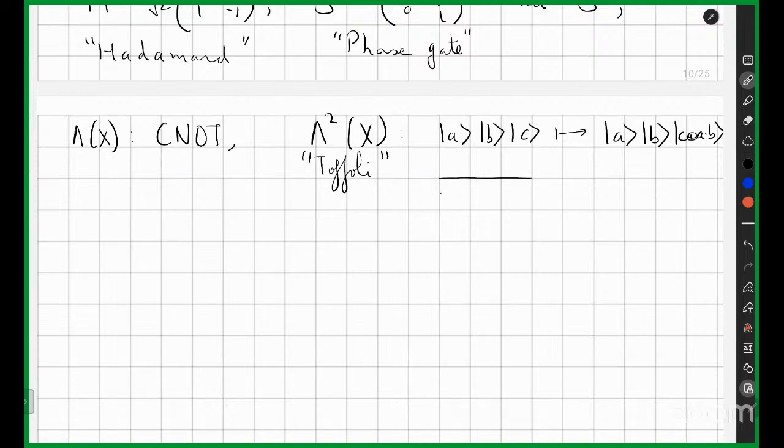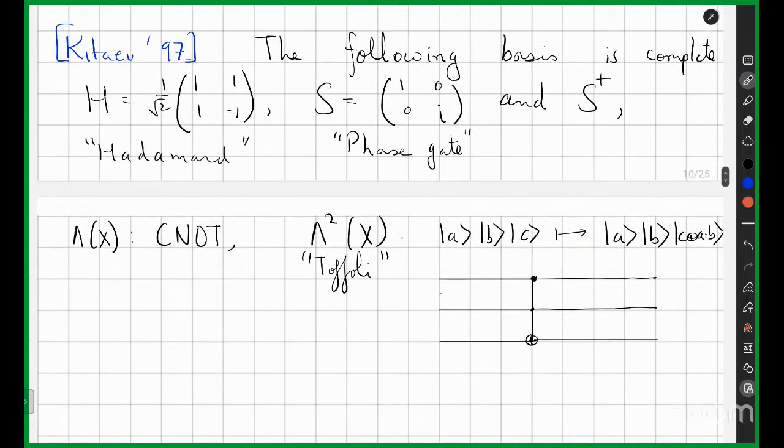The previous result said you just need one 2-qubit gate and the one-qubit gates. Yes, this is a 3-qubit gate. I'll say why. This is how this thing is usually written. As you pointed out, this is the complete basis: Hadamard, S bar, controlled-NOT, and Toffoli.